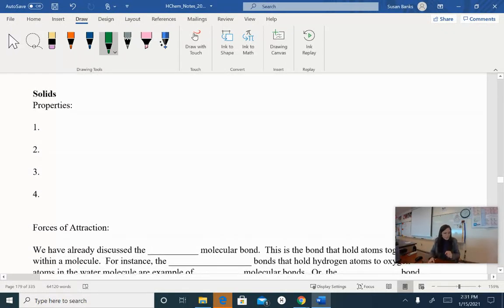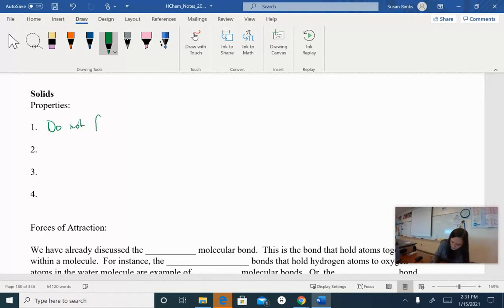Solids and their properties. Solids don't flow. Okay? Those molecules are stuck inside a crystalline structure. The molecules just vibrate back and forth, really, really about a fixed point. They can't flow, okay? Do not flow, okay? Those molecules vibrate about a fixed point. We have kind of a crystalline structure. Okay?